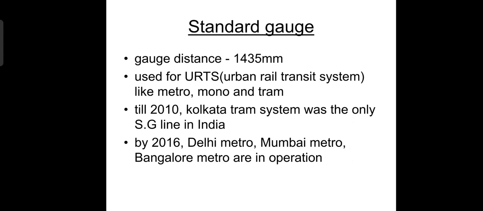Standard gauge. The gauge distance is 1435 mm. Used for URTS, that is Urban Rail Transit System, like metro, mono and tram. Till 2010, the Kolkata tram system was the only standard gauge line in India. By 2016, Delhi Metro, Mumbai Metro and Bangalore Metro are in operation.